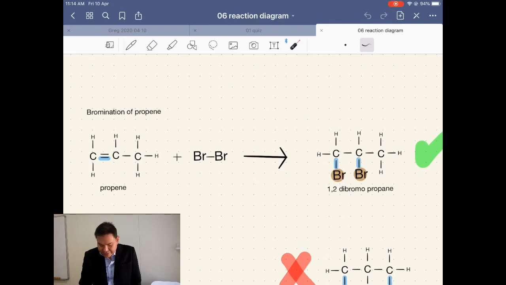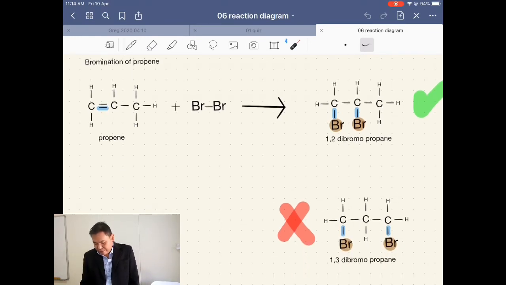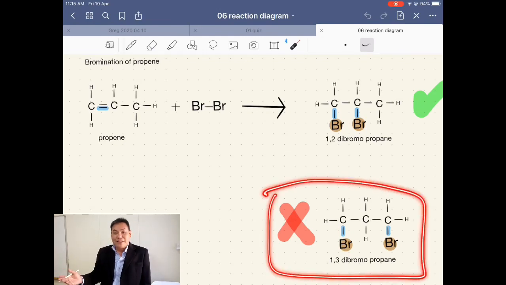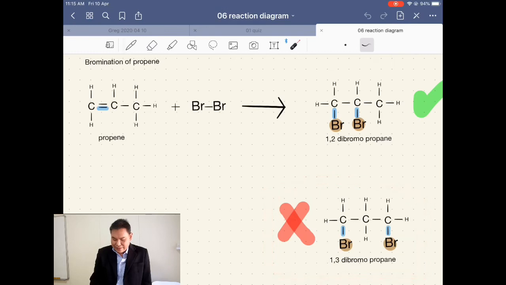If you go through the detail, since the double bond is between neighboring carbons, if you draw the bromine on separate carbons, the ones that are not connected, then it will be a wrong answer, right? So this one, 1,3-dibromopropane, is not a product of this reaction. Yeah. So this is the example. Propene is colorless. This is colorless. This is brown. And the product, dibromopropane, is colorless.